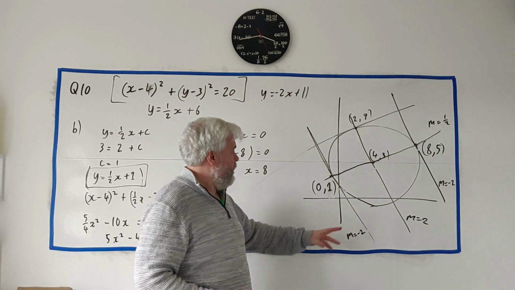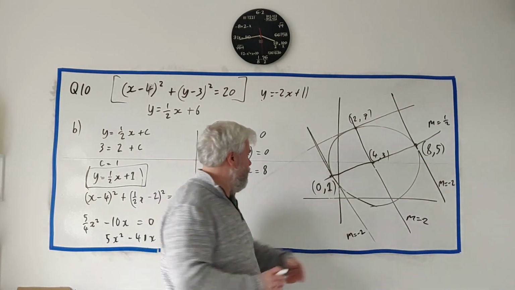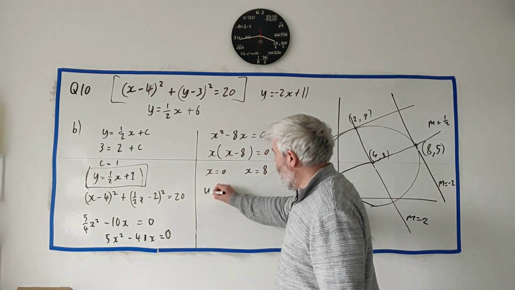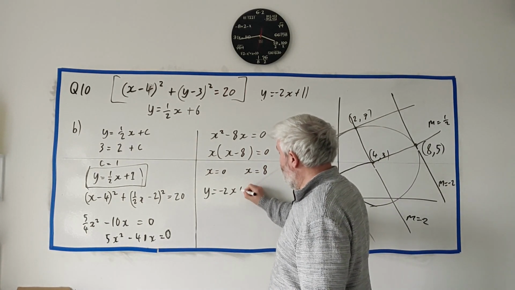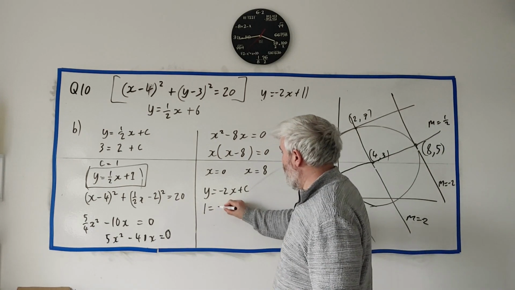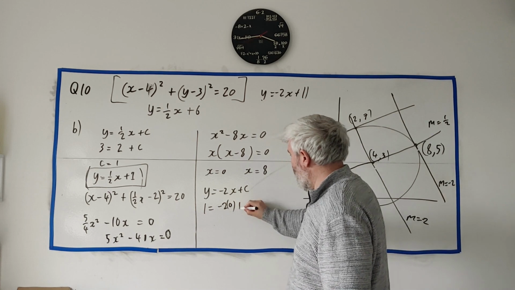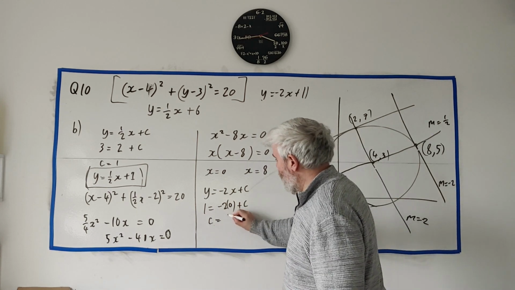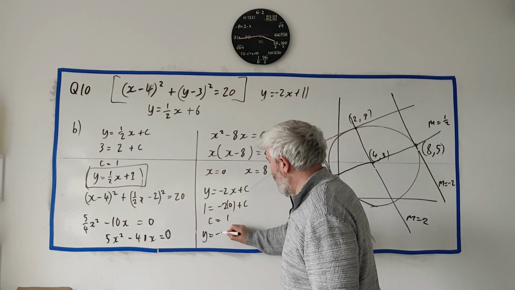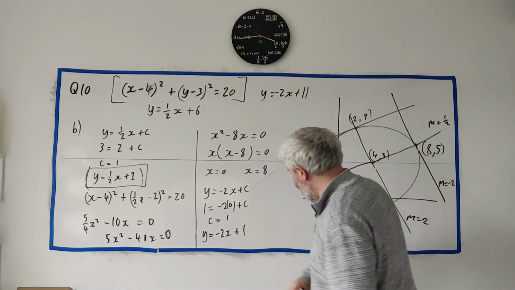Okay, nearly finished. We just need to find this equation. We know the slope is minus 2. So the equation would be y is equal to minus 2x plus some c. Fill in these points. We get 1 is equal to minus 2 times 0 plus c. C is equal to 1. Y is equal to minus 2x plus 1.